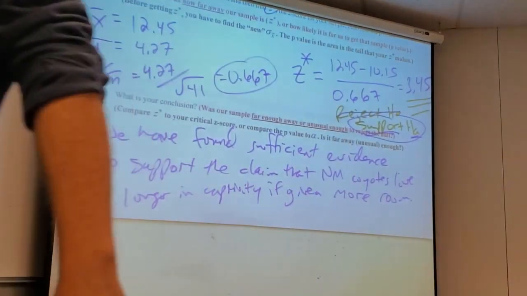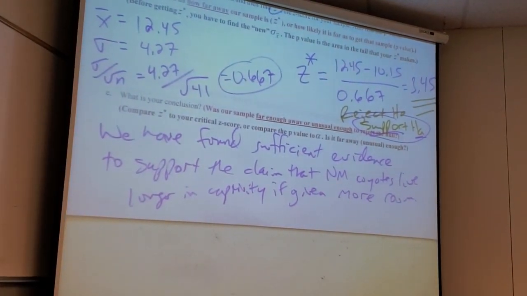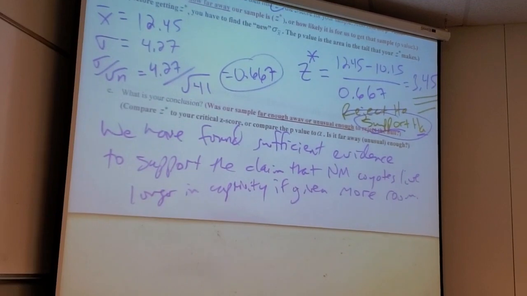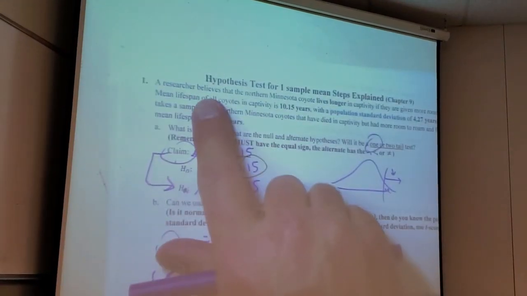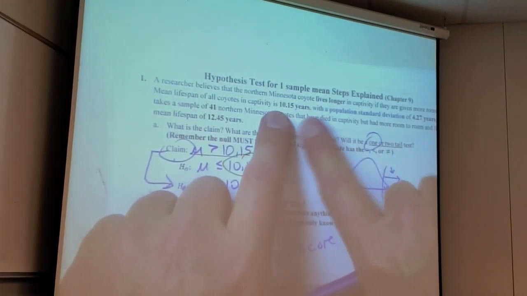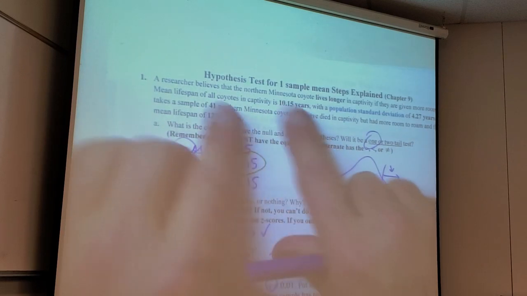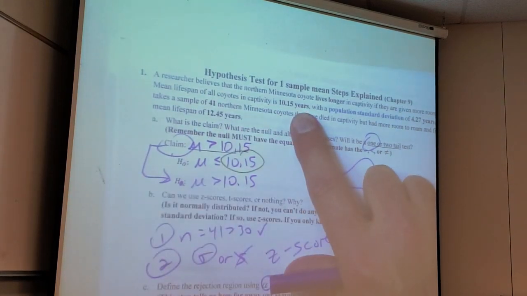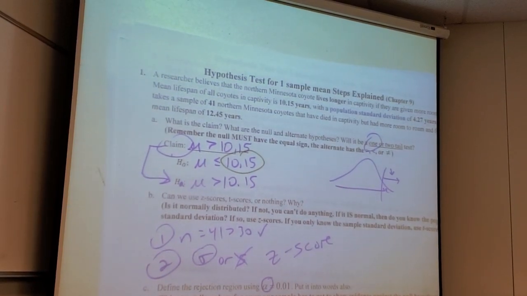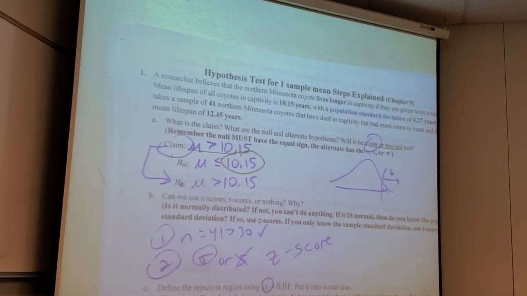Yeah. Question. How can we tell if it's one or two tail? Beautiful. If a researcher believed that the northern Minnesota coyotes live, how would I say it, he said he believes that it isn't 10.15 years. He thinks it isn't 10.15 years, right? So if you thought, no, they don't live 10.15 years, what does that mean? They could live longer or shorter lives, yes. So if you see it isn't, or no, you automatically think two-tailed.